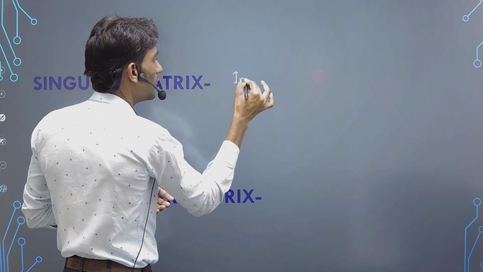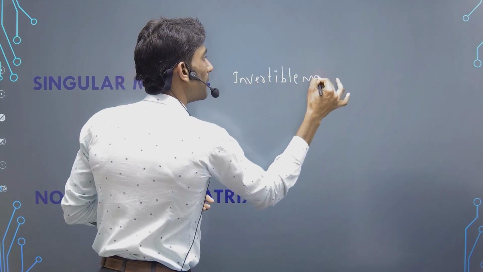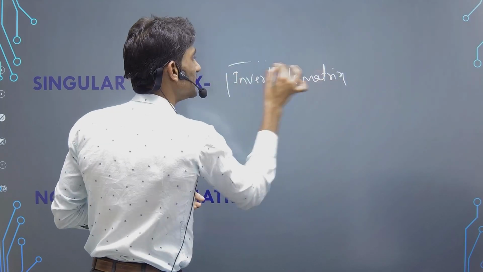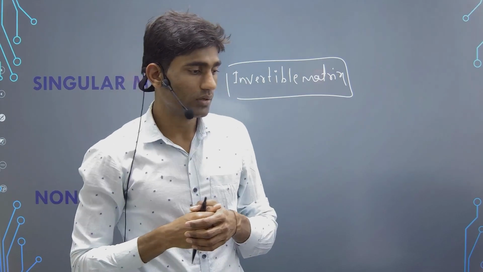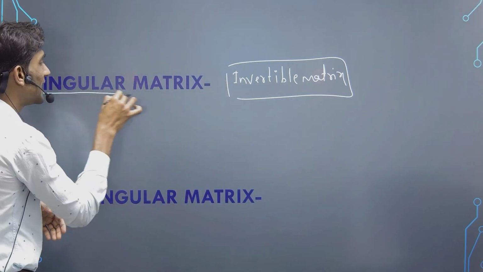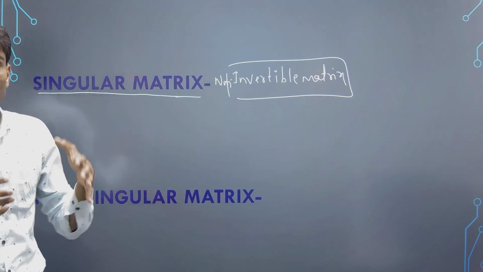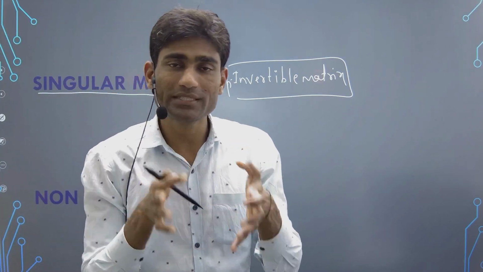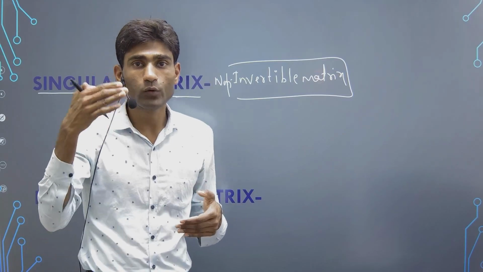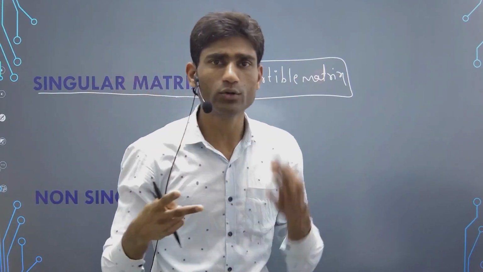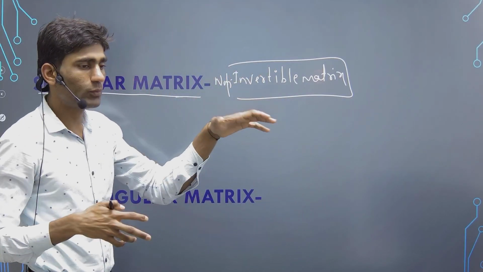So the singular matrix has the same meaning as a non-invertible matrix. Non-invertible means a singular matrix, that is, a matrix whose determinant is 0. If you want to see how to find the determinant of a 2 by 2 or 3 by 3 matrix, you may check my playlist.